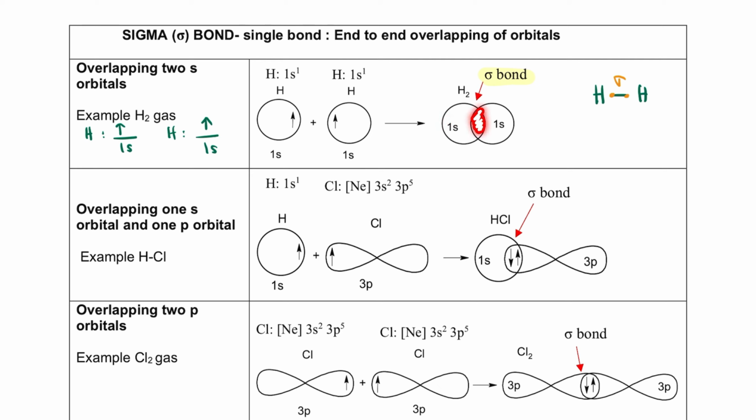Tempat berlakunya overlapping ni lah yang kita panggil sigma bond. So this sigma bond here is actually dekat overlapping area. So itu je lah cara kita draw untuk overlap antara 2 s orbitals.